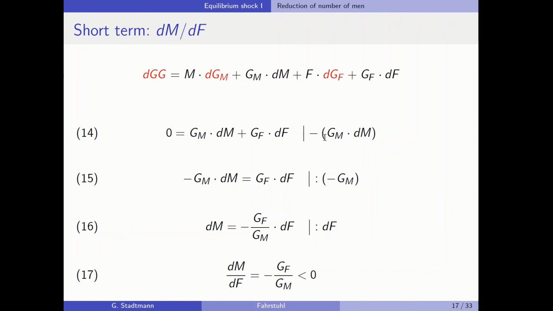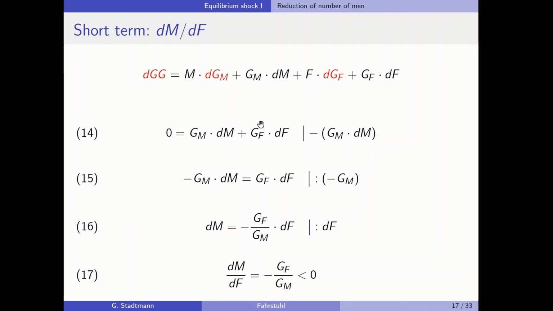In the short run, of course, only the man can leave the elevator. Only this adjustment process is possible. Therefore, in our total differential, we can set some terms equal to 0. Those terms which are equal to 0 are once more highlighted in red ink.